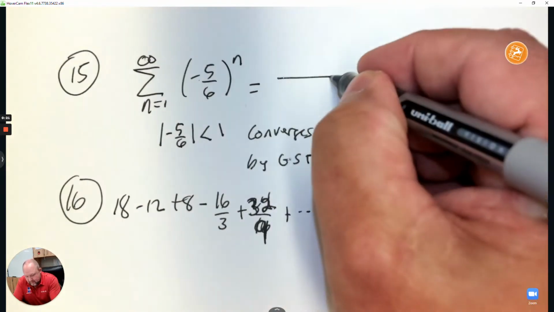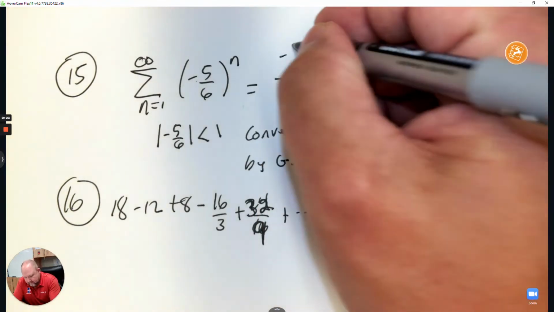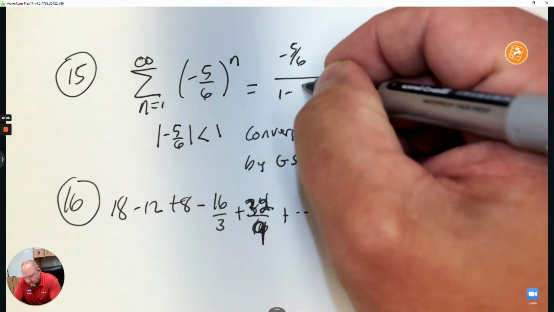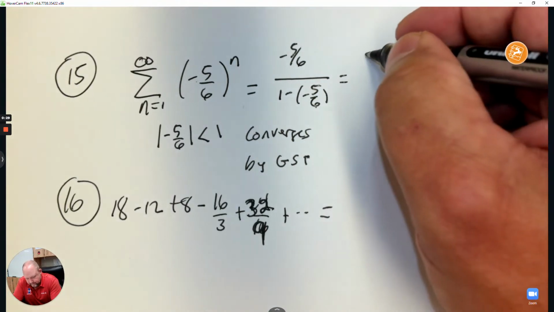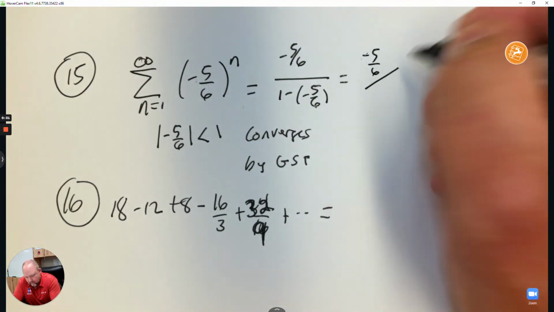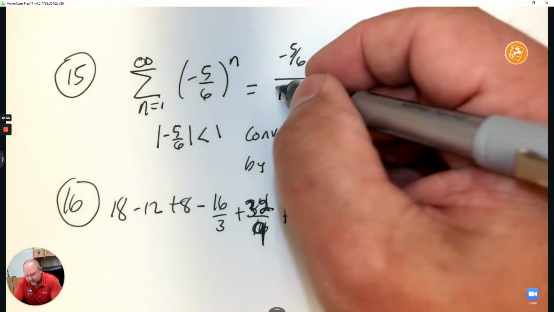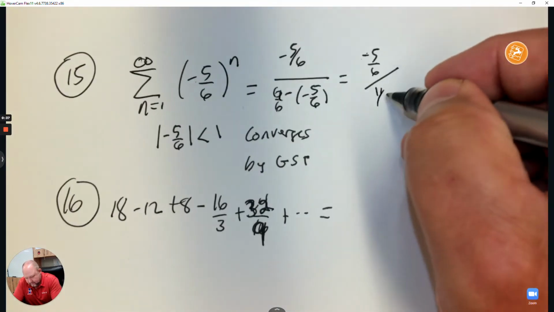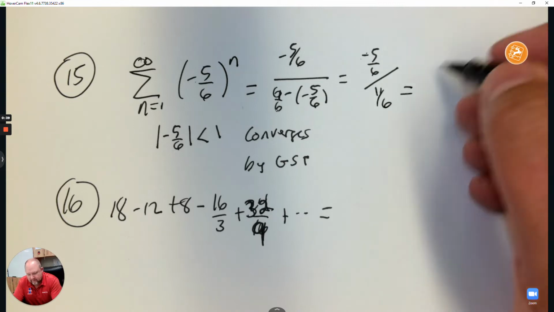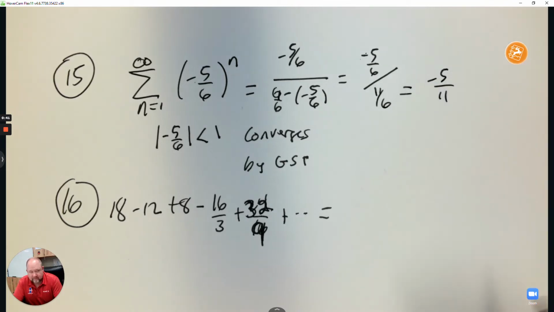And then the answer would be: plug in 1, and there's the first term. And then 1 subtract that, and there's your answer. We could simplify it. We're adding, so we could also get common denominators. So that's 11/6. The 6's divide out, and -5/11. Is that number 15?